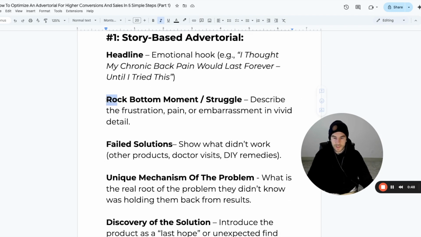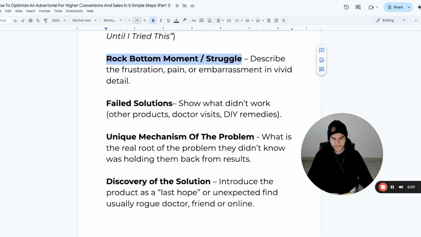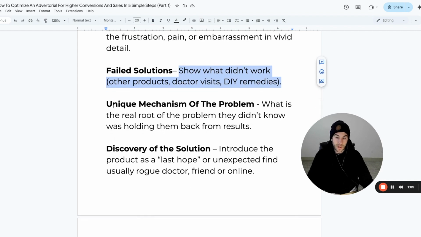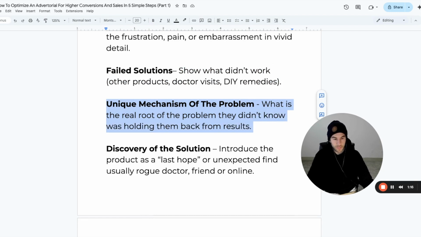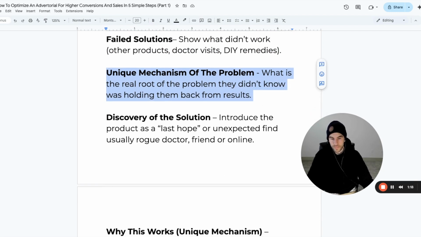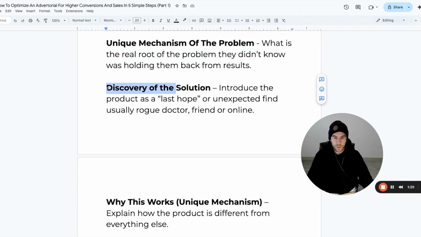Then our lead is going to be usually a rock bottom moment or just the basic struggle. So we're going to describe the frustration, the pain, and the embarrassment in vivid detail. We're going to hit on the failed solutions that did not work for them, other products, going to the doctor, doing DIY at-home remedies and things like that. Then we're going to get into the unique mechanism of the problem. What is the real root of the problem they didn't know that was holding them back from achieving the results that they want? Then we're going to get into the discovery of the solution.